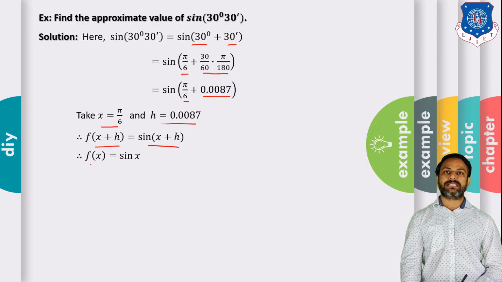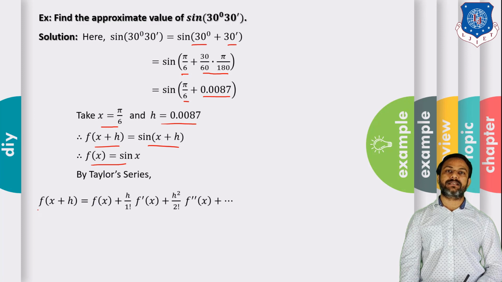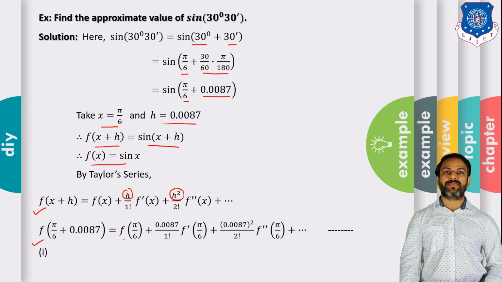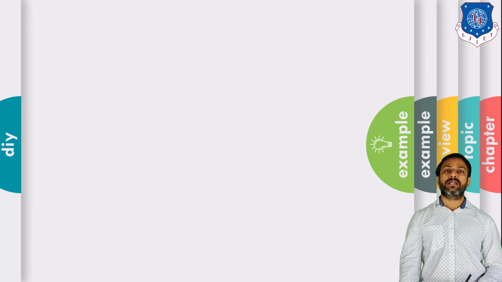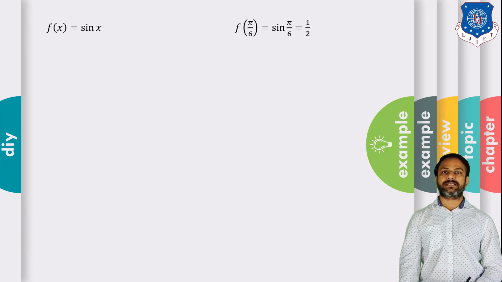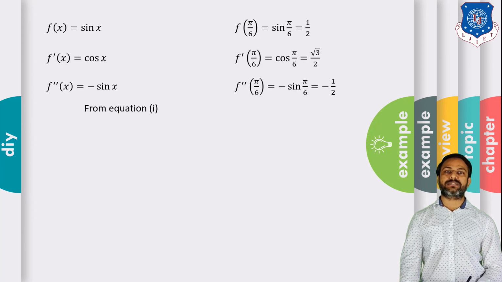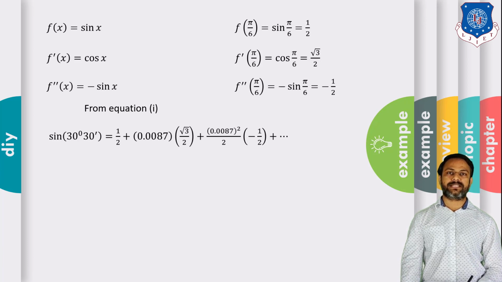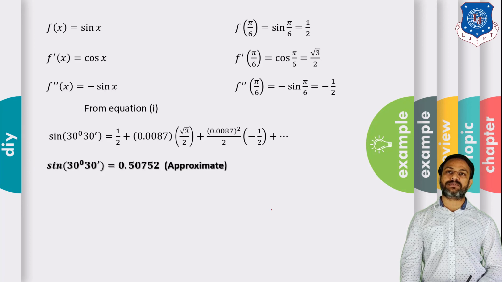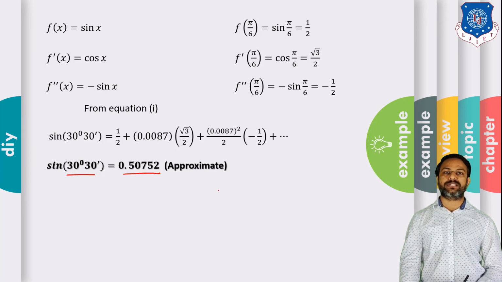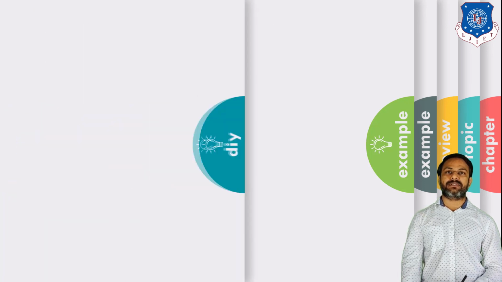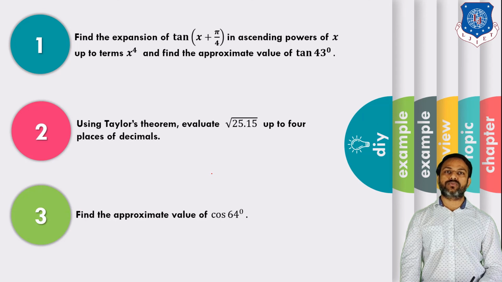So we'll take f of x equal to sin x by Taylor series. We have the series in powers of h by putting the values of x and h. This series is formed, say equation number 1. Now differentiate the function f of x equal to sin x and put the value of x equal to pi by 6. We have these derivatives and substitute all these derivatives in equation 1. We have this series, and by simplifying, by using a calculator, by adding these terms, we have the approximate value of sine 30 degrees 30 minutes is equal to 0.50752 approximately.